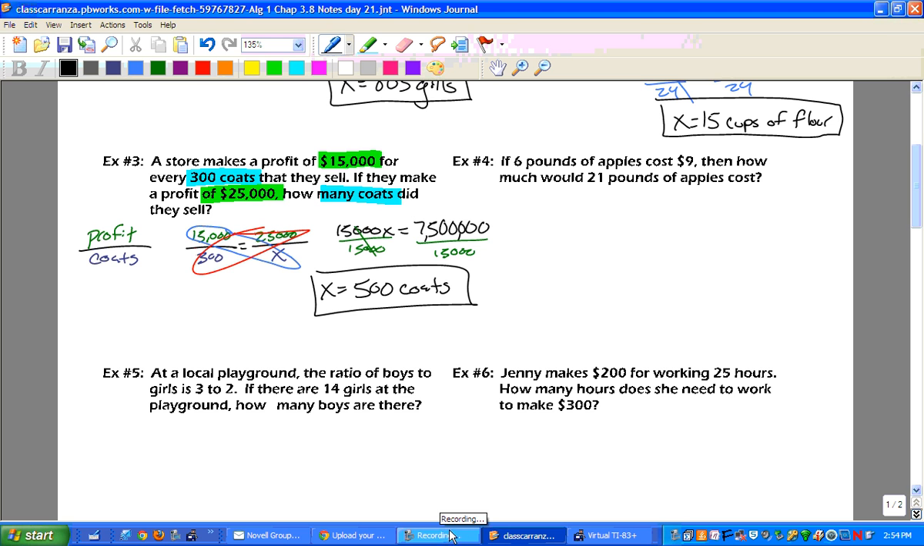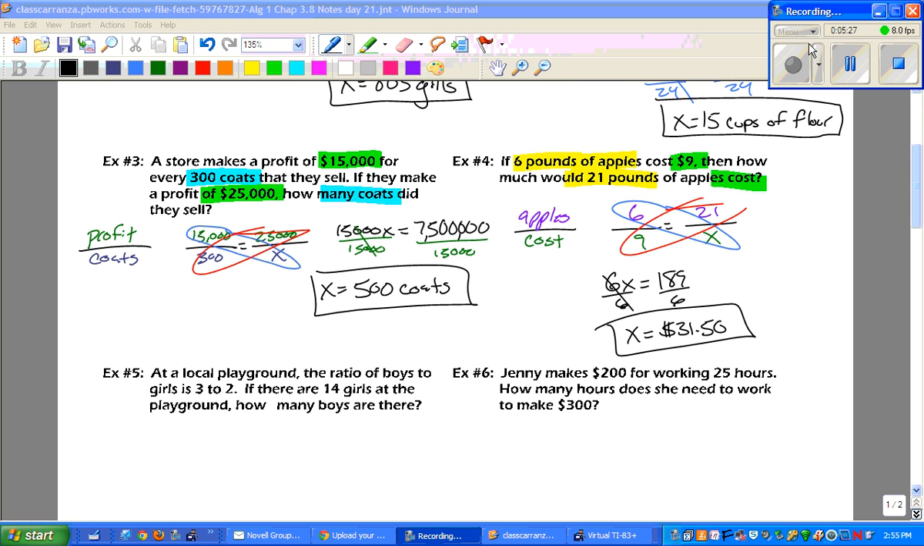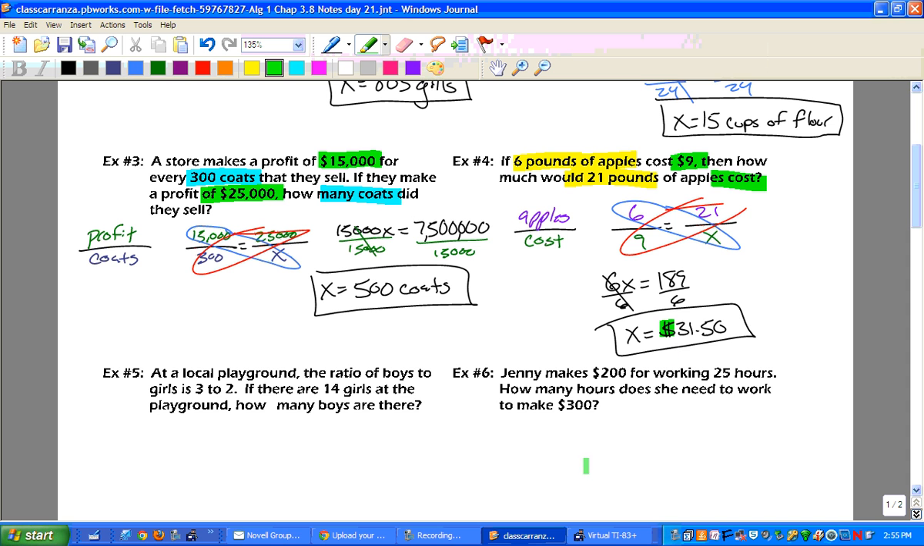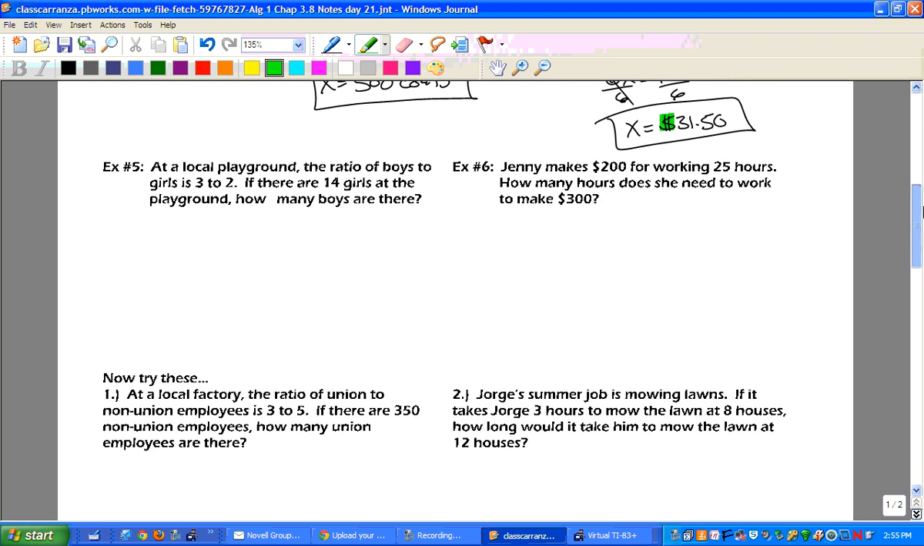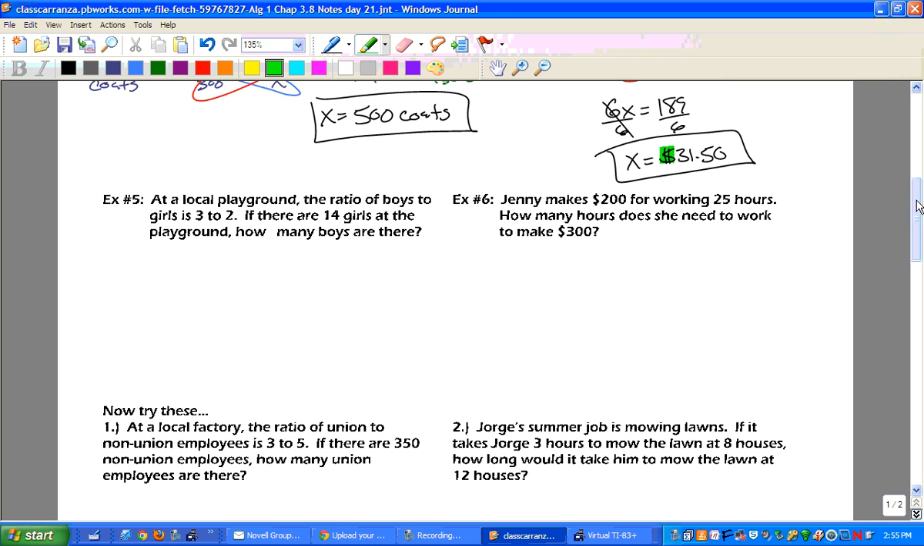All right, why don't you guys go ahead and pause the video and try example number 4. Okay, and there's the work. Now for this one, you did get a decimal, and that's okay because we're talking about money. And since we're talking about money, make sure you remember the label. All right, let's do a couple more.